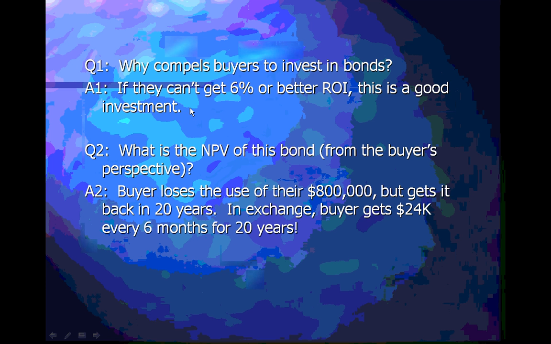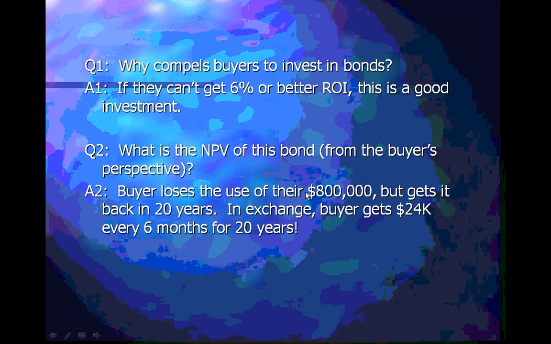Okay, why do buyers invest in bonds? If you can't find 6% somewhere else, this is a good investment. If you think the company is solvent and you don't think they're going to go belly up and you'll lose your money, then bonds may not be a bad investment for you. Now here's the question. What's the present value of this bond from the buyer's perspective?